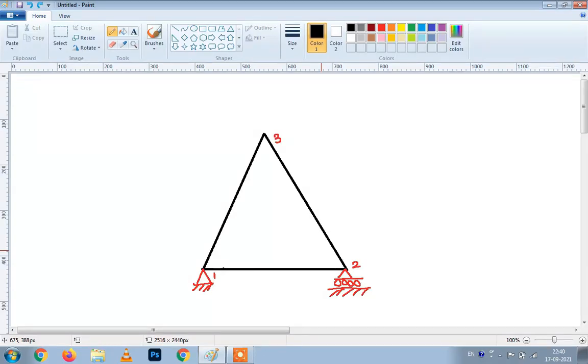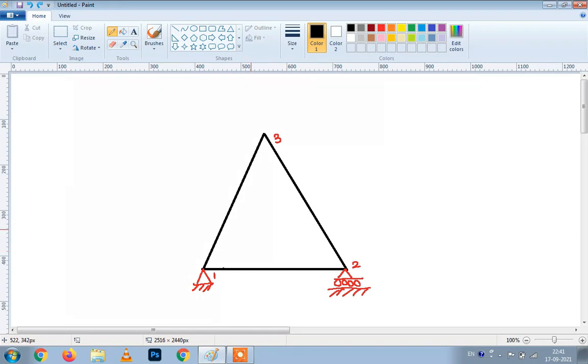Hello dear students. In this lecture we are going to learn about the two-dimensional trusses. This is the second part from Unit 3, finite element analysis. In the previous part we have seen how to analyze one-dimensional trusses, as well as the one-dimensional numericals we have solved. Now we are going to learn about the two-dimensional trusses.